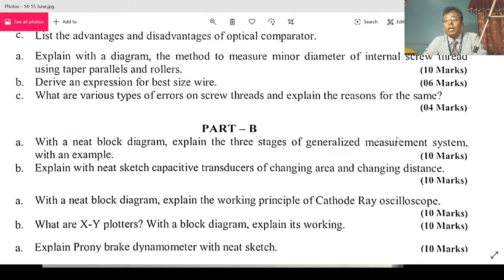and then explain how it functions. Explain Prony brake dynamometer. 10 marks straight away. We can sketch and explain what the Prony brake dynamometer is. Find out how much torque is developed, that is force into perpendicular distance, that you can write. Okay, part B is over.